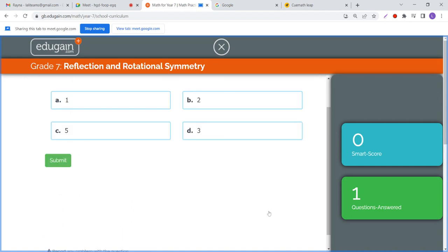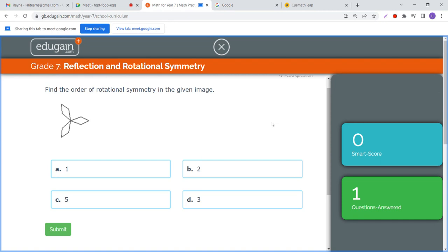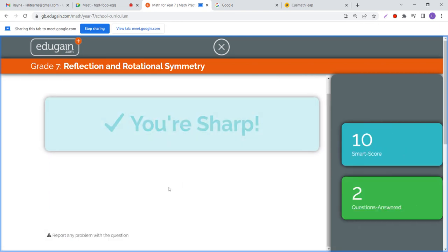Okay, here, order of rotation three. Okay, that's correct.